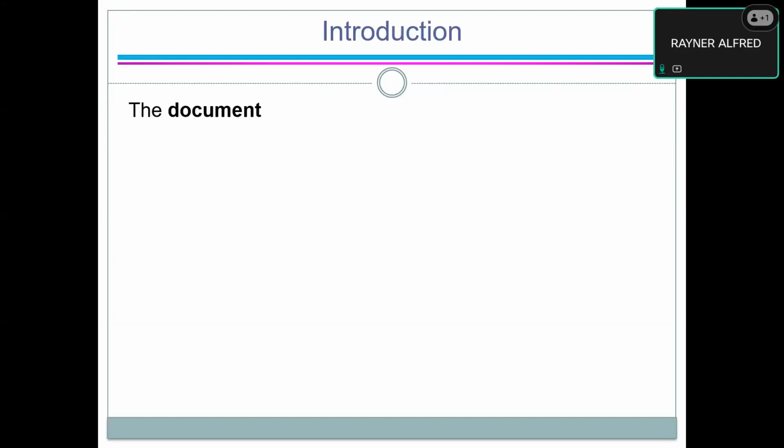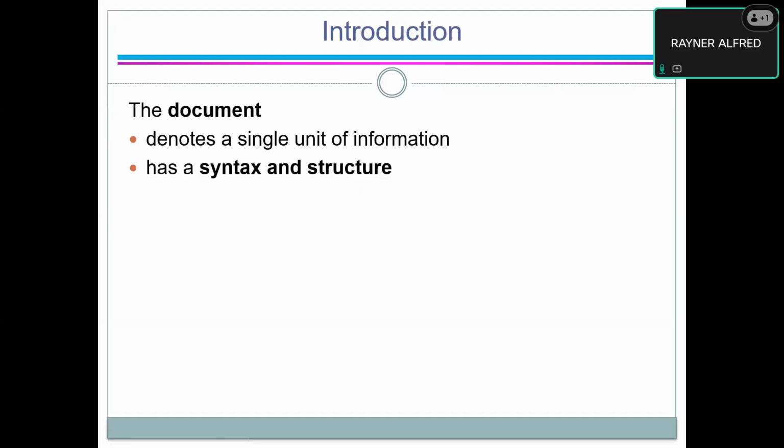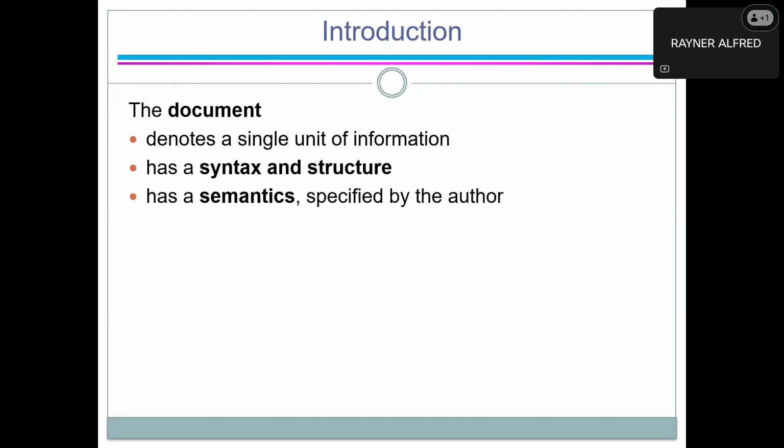So when we talk about the document, the document usually denotes a single unit of information, like one paper, one news, one email, or one report. So that is considered as one document. And of course, they have their own syntax and structure, grammar, format. Okay? And we also have the semantic, which refers to the meaning of the content of the document.